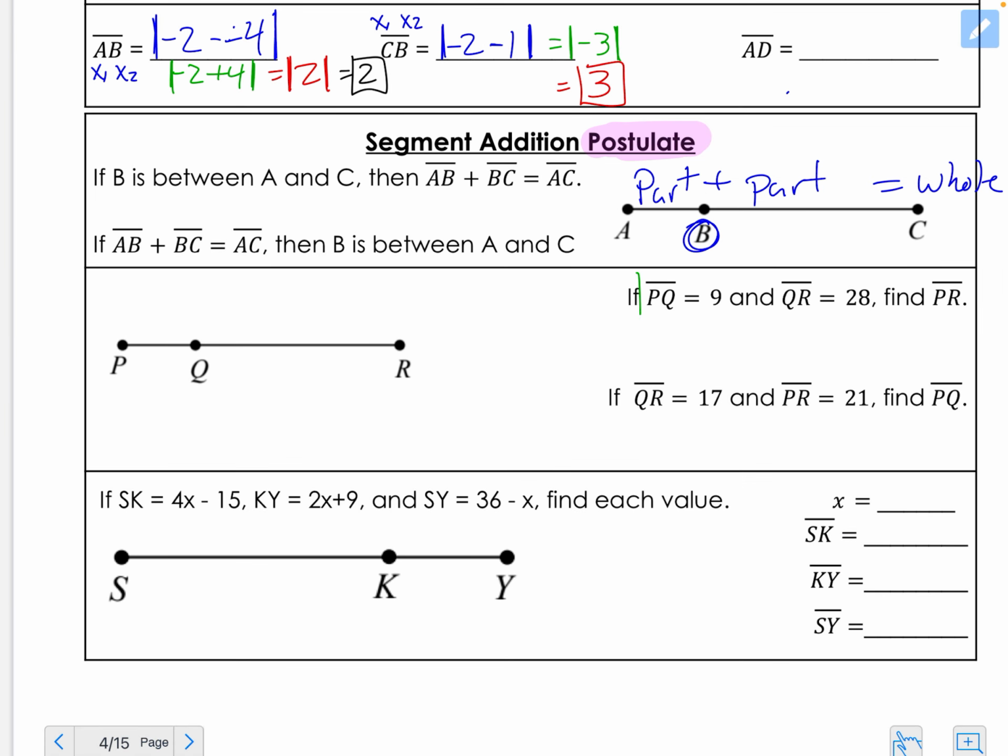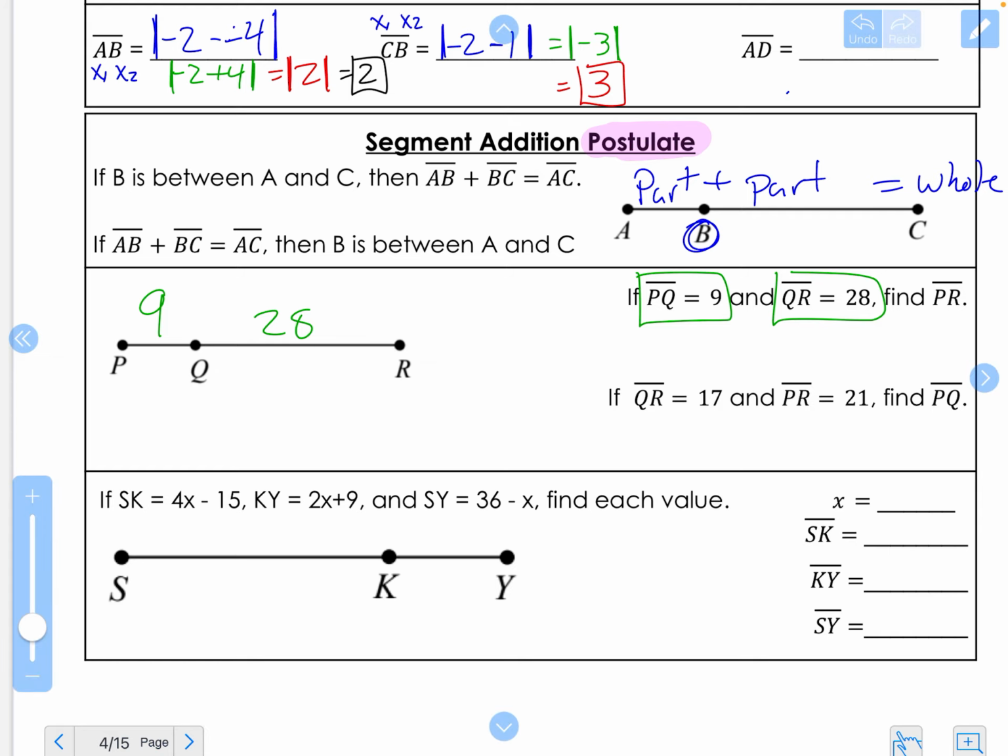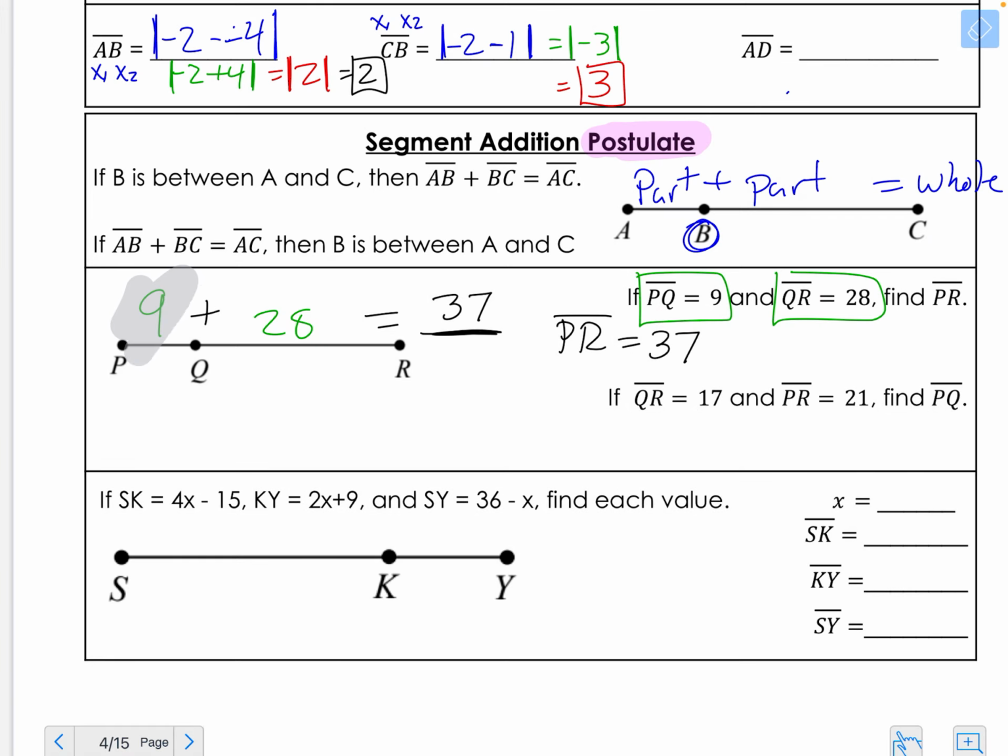So PQ equals 9, and QR equals 28. So again, our segment addition postulate tells us that part plus part equals the whole thing. So 9 plus 28 is going to be 37. So line segment PR is going to equal 37 because part plus part equals whole.